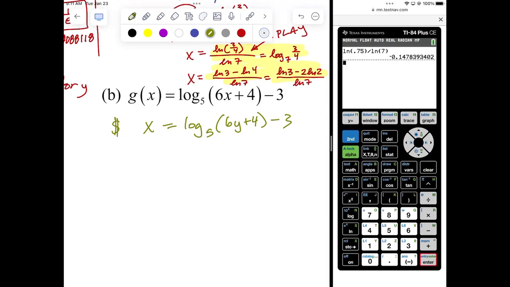All right, I got to peel back the layers and get at the y. What's the first thing I do? Add 3. So I get x plus 3 equals log base 5 of 6y plus 4. And now I'm faced with the log, so how do I unlog it base 5?